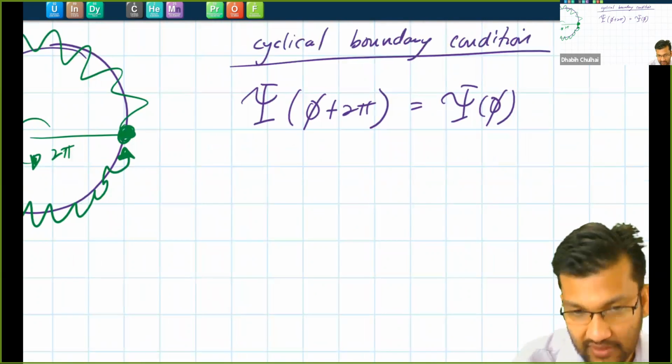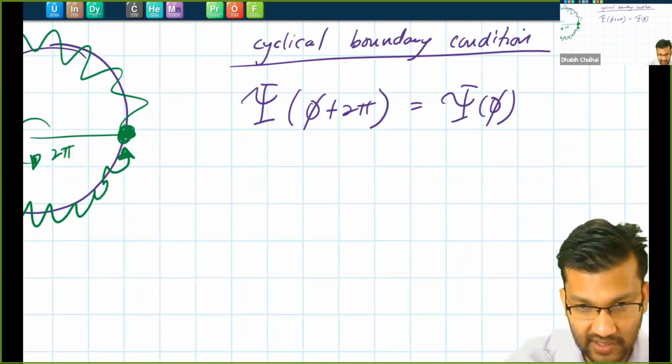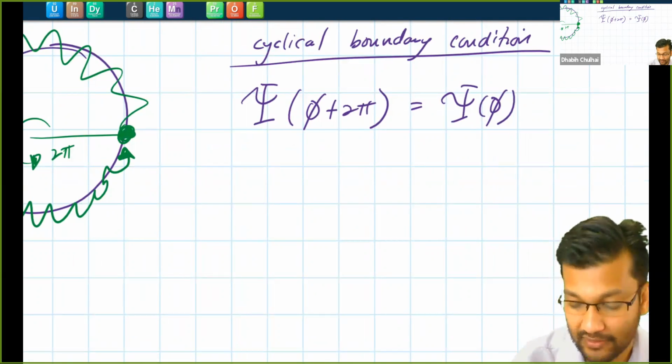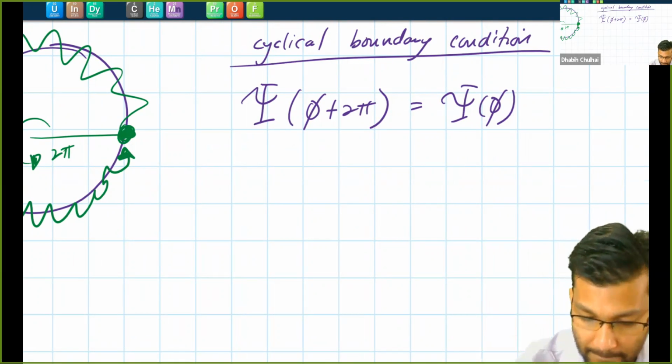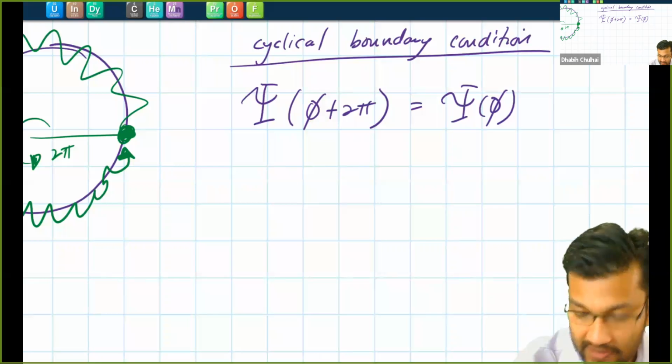Just like in a particle in a box, we use boundary conditions where the edges must go to 0. Here we have a cyclical boundary condition where once it completes a full circle, it must go back to what it was. Everybody with me so far?